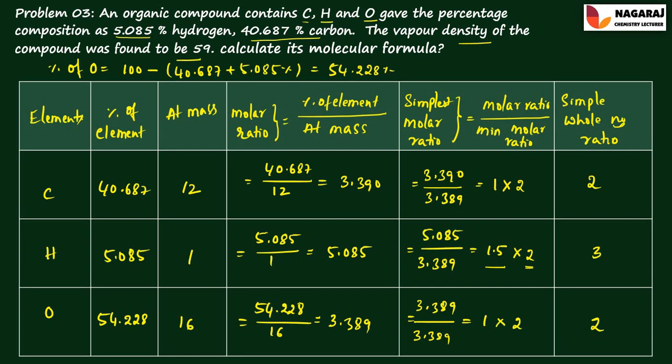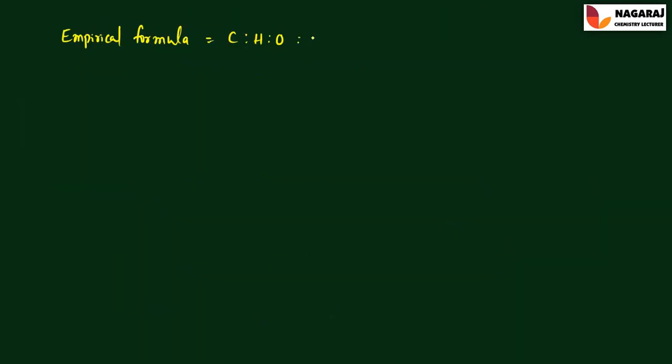So the empirical formula of the compound is in the ratio of carbon, hydrogen and oxygen. Carbon is 2, hydrogen is 3, and oxygen is 2. That is, the empirical formula of the compound is C2H3O2.